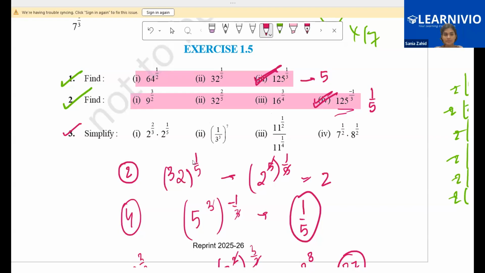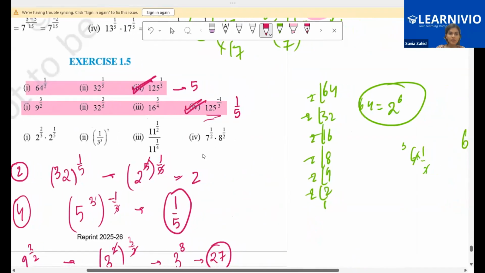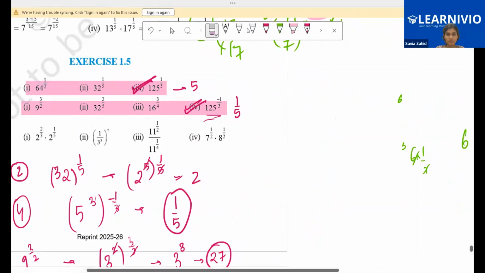Can you complete? Did anybody complete the third question? Almost, ma'am. I'm doing the third one. Okay, so we shall start discussion now. The first one is 2 to the power 2 by 3.